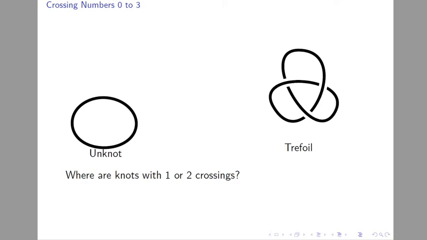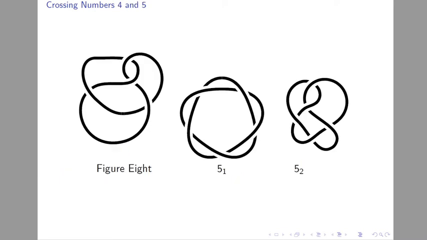It also turns out that the trefoil knot on the right is the only knot with three crossings. We can consider knots with more and more crossings, where there is only one knot with four crossings, but two knots with five crossings. At this point, knots are denoted by the number of crossings in a subscript, and the number of knots for a given crossing number grows extremely quickly after this.